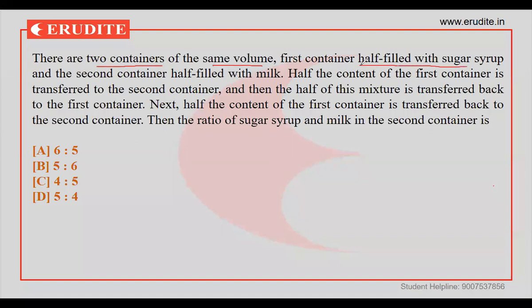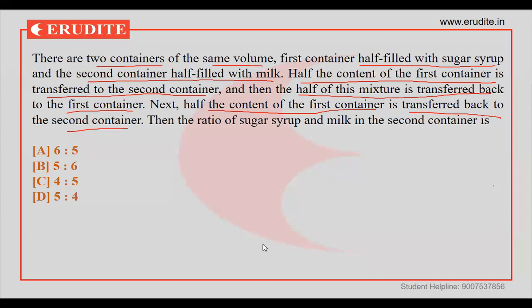The first container is half filled with sugar syrup and the second container is half filled with milk. Half of the content of the first container is transferred to the second container, and then half of this mixture is transferred back to the first container. Next, half the content of the first container is transferred back to the second container.